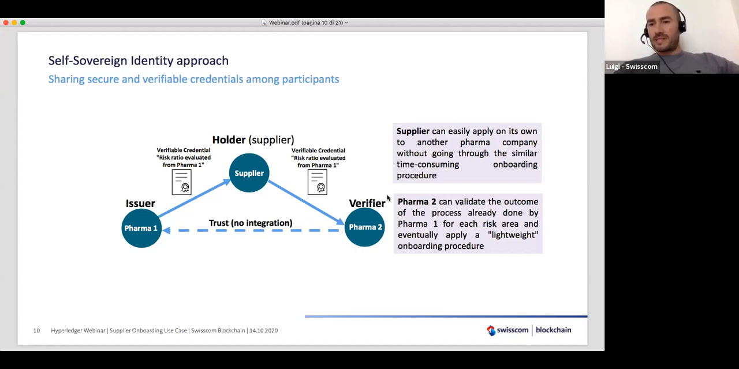So on the pharma side, they will also reduce their effort, because they may say, okay, this other company that I trust already did this evaluation, so I'm not going to redo the whole evaluation on my side. I will just do a partial evaluation, because I can trust that some aspects have already been taken care of by the original issuer, so Pharma One. Yeah, and this is the answer right now.